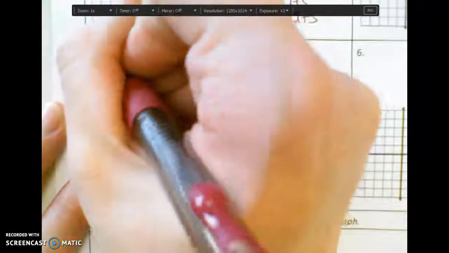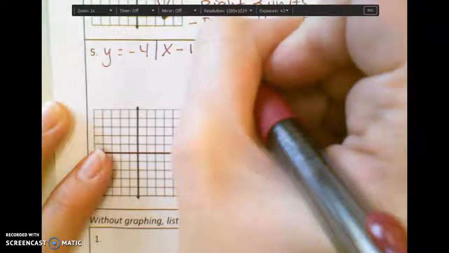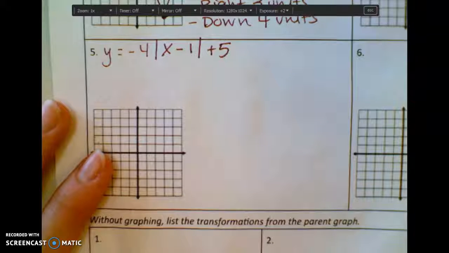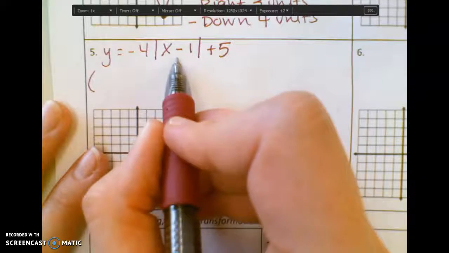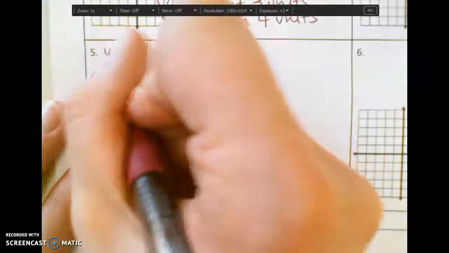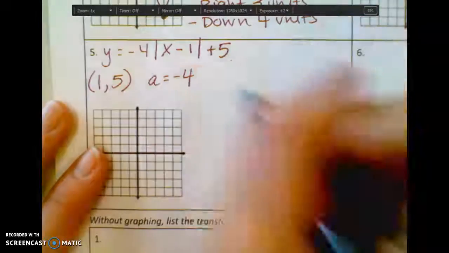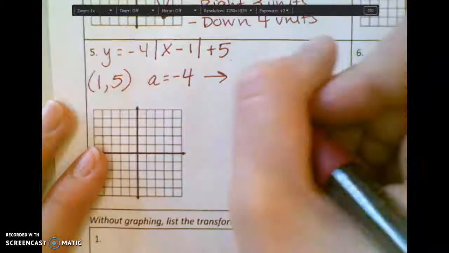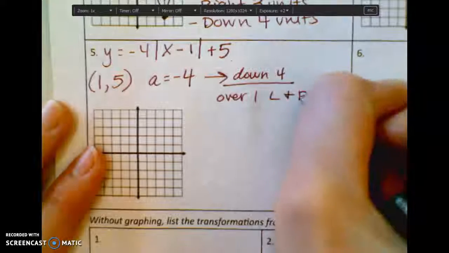We've got y equals -4 times the absolute value of x minus 1 plus 5. Go ahead and pause the video, try this one, and then come back. All right, let's look at it together. We need our vertex first. Well, our vertex, we take the h value, we do the opposite, which is going to be +1, and then we take our k value, which is 5. So there's our vertex. What's my a value in this case? My a is -4. And what does that tell me to do? It tells me to go down 4 and over 1 left and right.